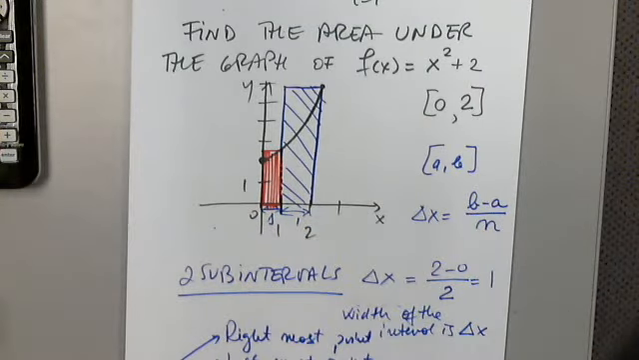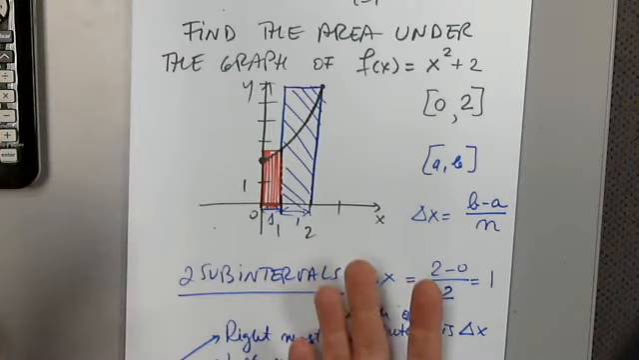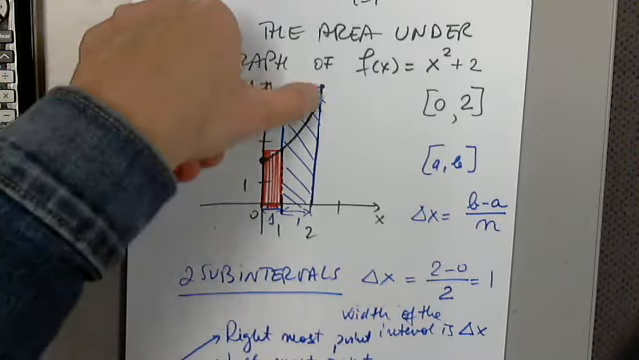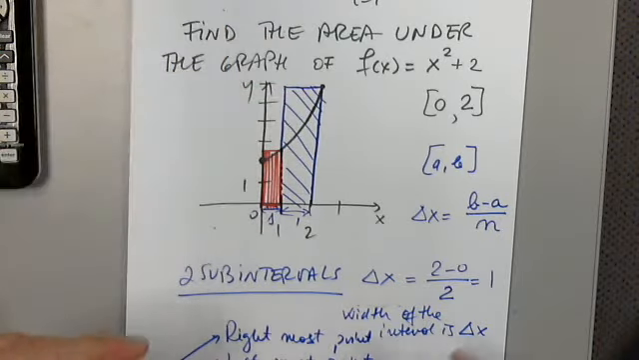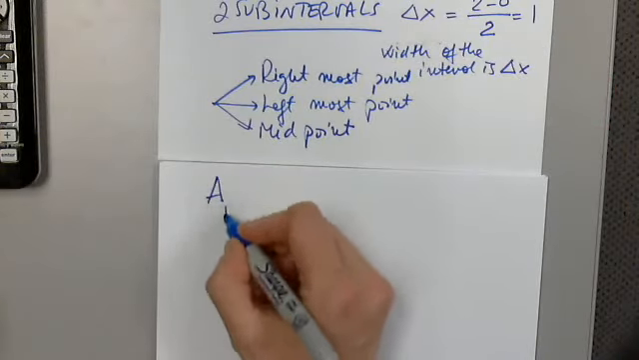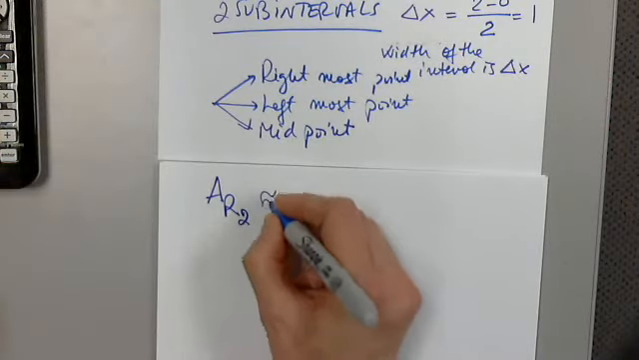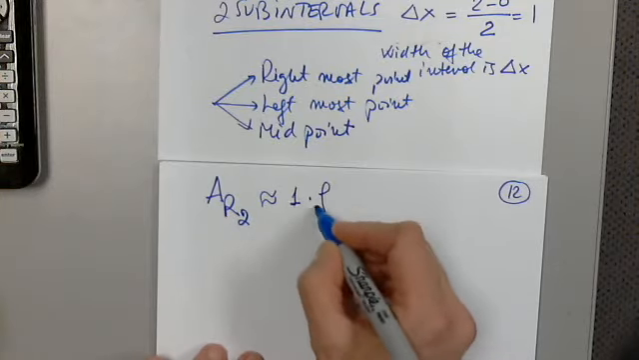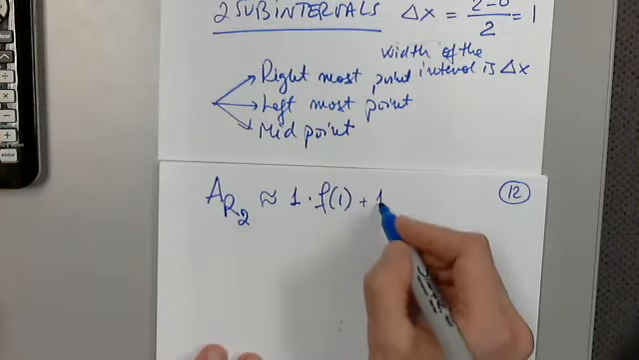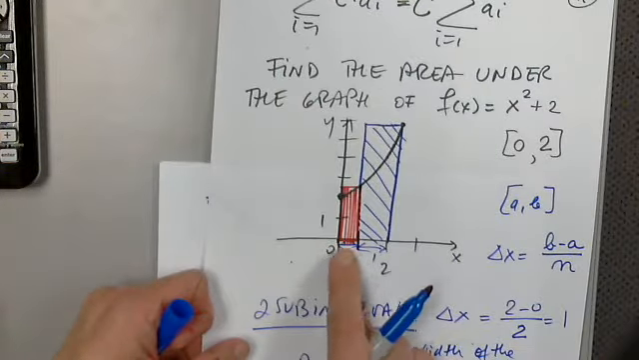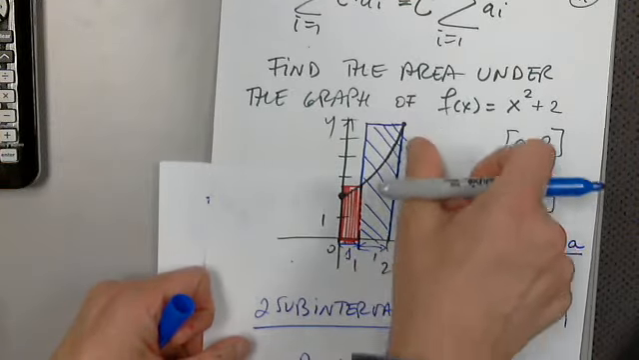Obviously, this will be an approximation of the area, and it will be an overestimation. Why? Because I have this piece that is not under the graph, and I have this huge piece in this case that is not under the graph. So here's how we write it. The area with the rightmost point, 2 subintervals, is approximately, it's not exact, base times height, 1 multiplied by f of 1, plus base, which is 1, multiplied by f of 2. One more time, base times f of 1 plus base times f of 2.